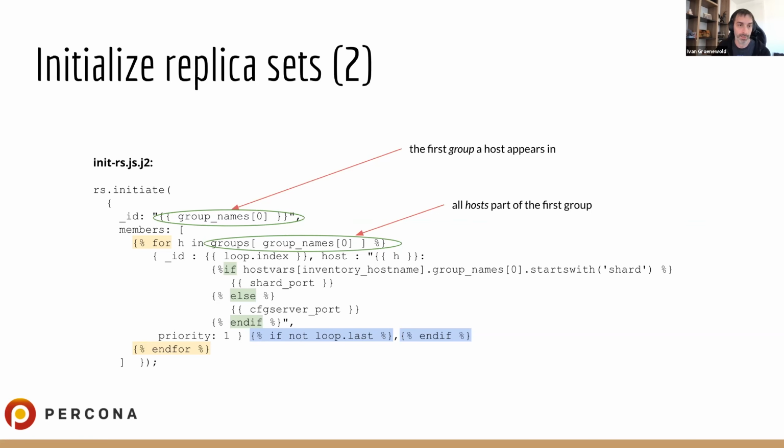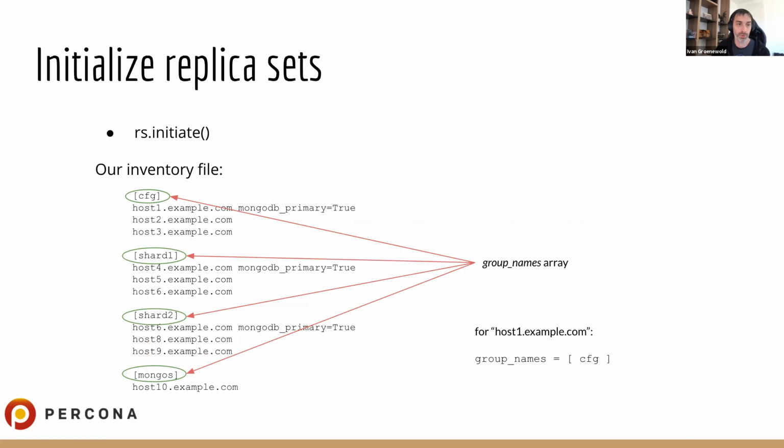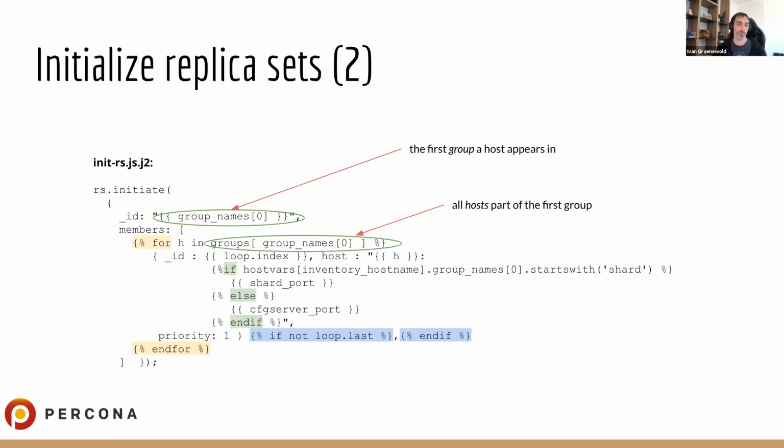Okay, so going back to the last slide, for example, for source 1, remember that CFG is the group, okay? So the ID in this case will be CFG. And then we can also use the groups variable, and that will be listing all of the hosts that are part of the first group in this case, okay? So we can say groups and then give the name of the first group, and that will list all of the hosts that are members of this group.